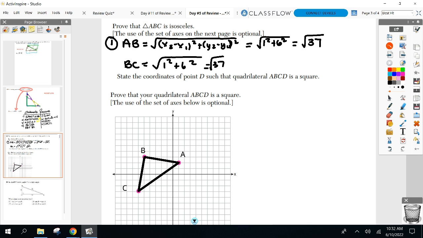Okay, step 1, I showed the distances. Step 2, what did you just learn from using the distances? We need to learn, yes, AB is congruent to BC because distances are equal.